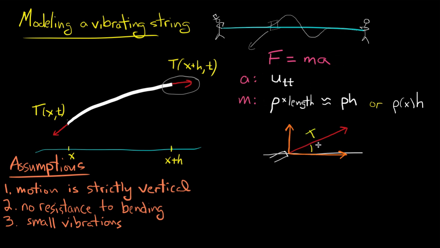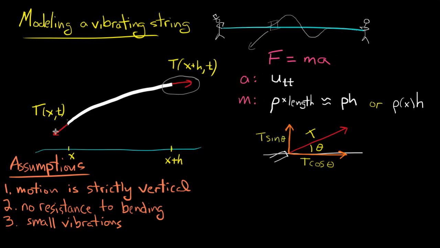And so if we call this angle theta, I can write the magnitude of the horizontal component as T cosine theta, and the magnitude of the vertical component as T sine theta.